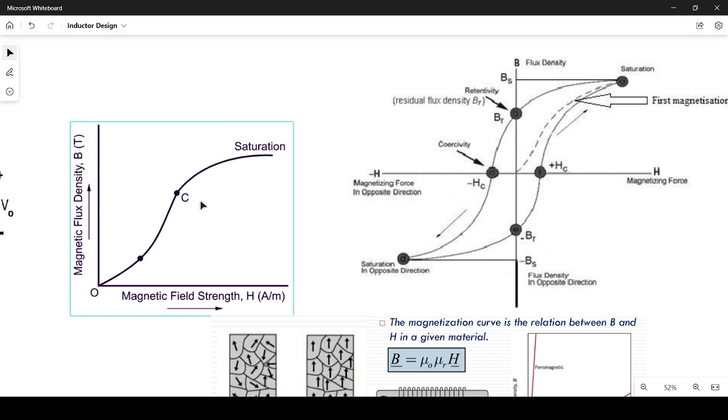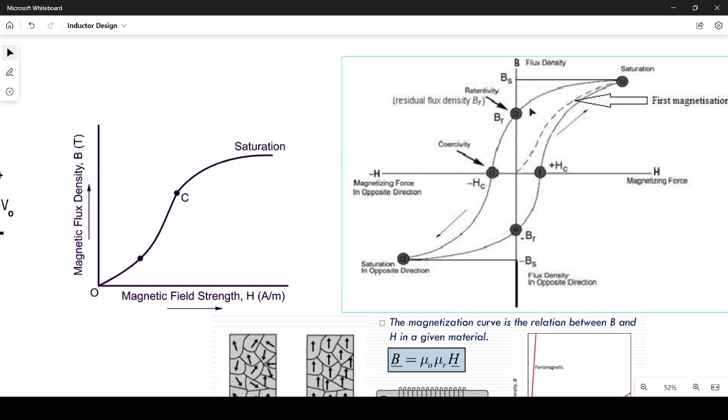So if we detach this source, we're not going back to this point. We are going back to a point of residual flux like this, like you are going from this point to this to this. And if you give another pulse to the MOSFET, you go like this, like this, like this. So you're more likely to saturate your inductor core early on.